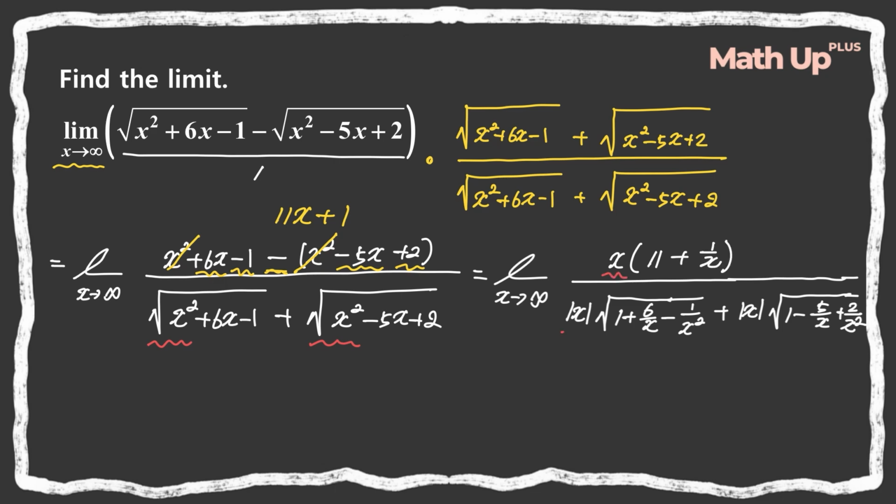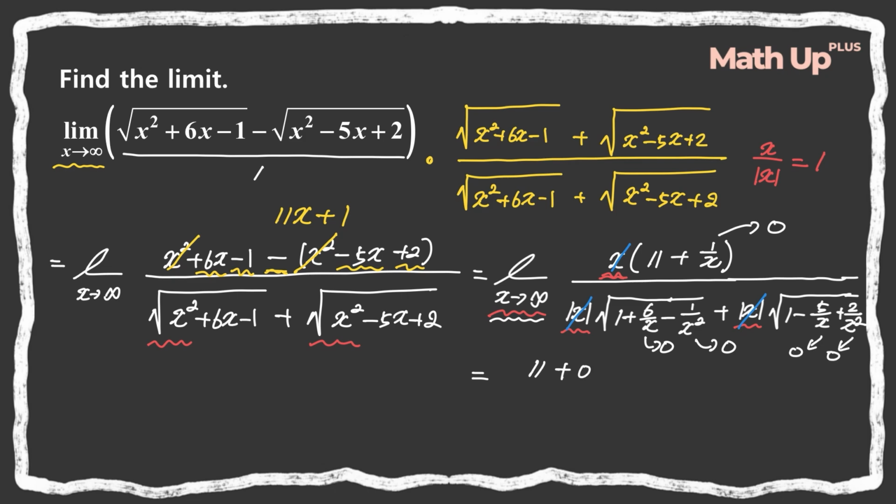Now let's simplify this. x over absolute value of x, when x approaches positive infinity, is equal to 1, so we can just cancel them out. Then this is equal to 11 plus, as x approaches infinity, 1 over x approaches 0, and 6 over x approaches 0, and so on.